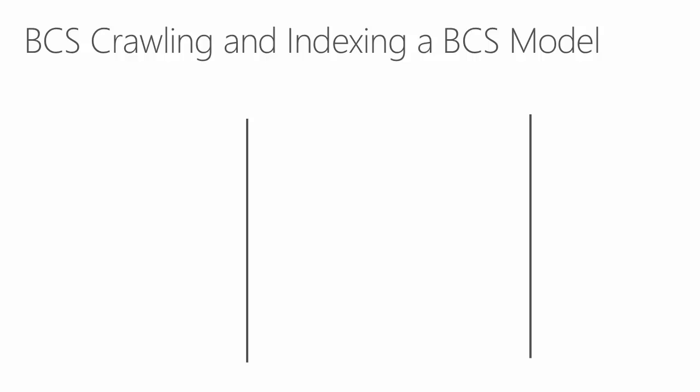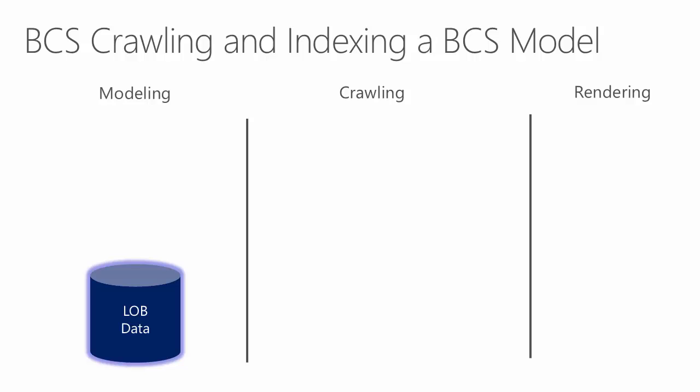So when I think about BCS crawling and indexing, I kind of break it out into three separate phases, if you will. The phases for me are modeling the entity, crawling the entity, and then rendering the entity. So in the modeling phase, you're going to get permission to access the line of business data that you're seeking. So this might mean negotiating with a DBA, working with a data team to create an extract of data that you crawl, or some other process that's really external to this entire talk that says, where does the data live and how am I going to access it?